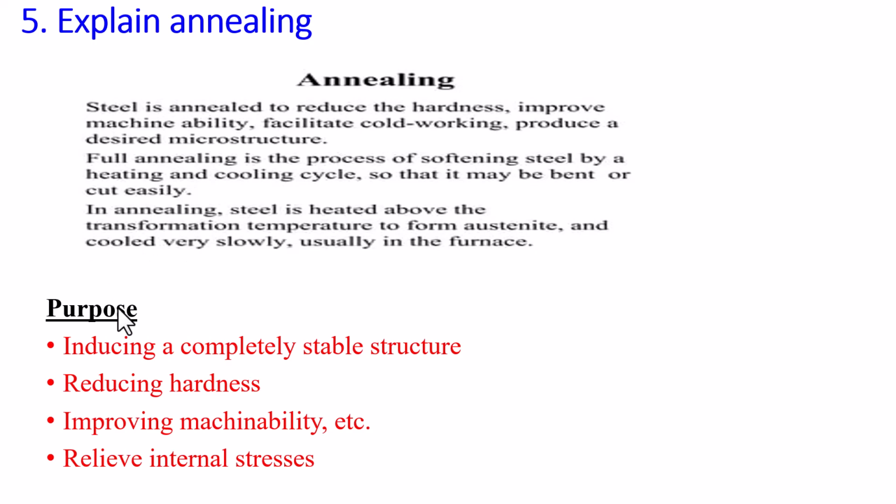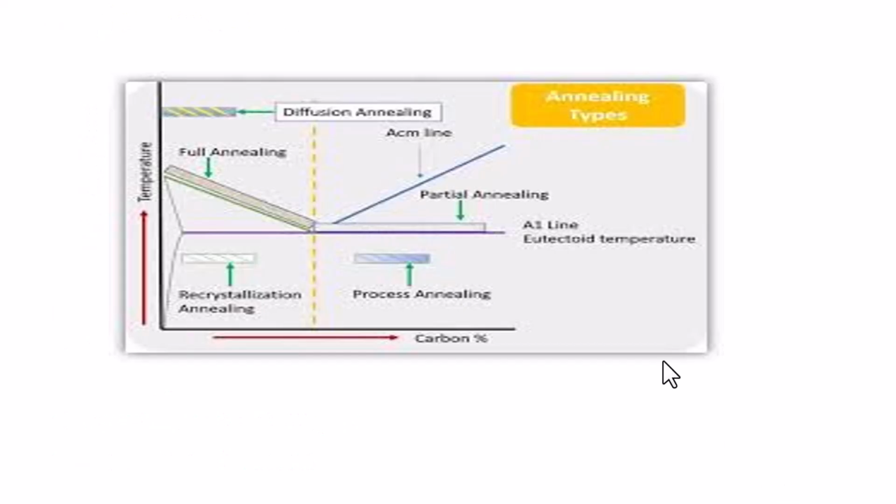What are the purposes of doing annealing? They include inducing a completely stable structure, reducing hardness, as already mentioned, improving machinability, relieving internal stresses, etc. This is simply a schematic sketch of the annealing process, or full annealing.